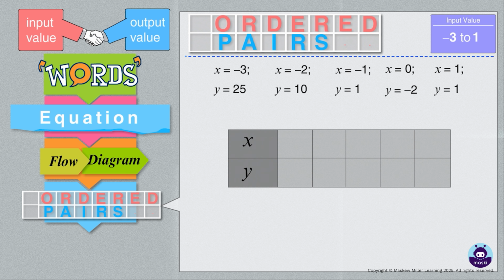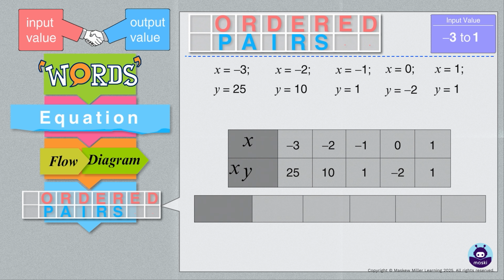Let's represent the input values and output values as ordered pairs. The input value x and the output value y form an ordered pair. So, -3 and 25 form an ordered pair. Likewise, -2 and 10 form another ordered pair, and so on.